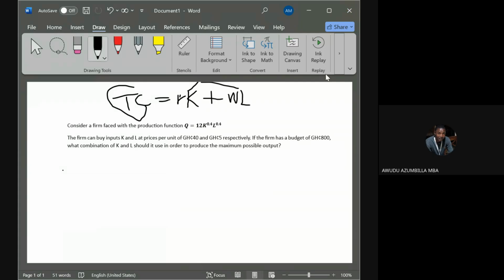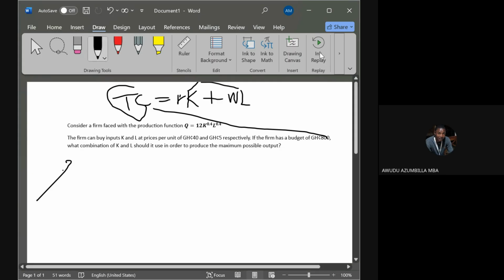Now, from the question, we saw that the firm has resources of 800 Ghana cedis. That is the amount of money that the firm is going to spend. So the firm's total cost will be equal to 800. The total cost here represents the cost that the firm has to spend on goods and services. So it's going to give you 800.